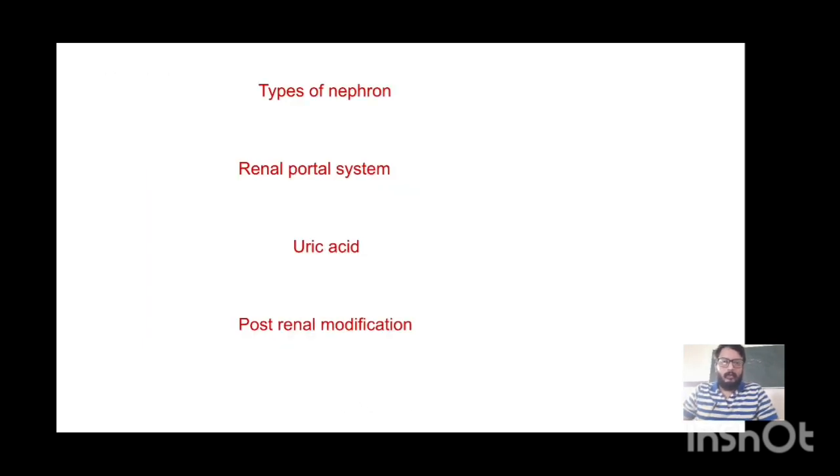To generalize, the important differences between the avian and the mammalian renal system are: number 1, the type of nephrons. Number 2, the special circulatory mechanism, that is, the renal portal system in birds. Third, the end product of nitrogen metabolism, uric acid, and its importance. Fourth, the post-renal modification of the urine. Thank you.